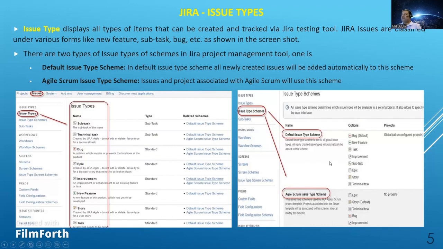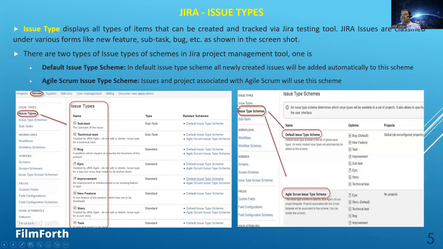And for the default, the scheme is always configured as global, meaning all the unconfigured projects will be attached to it. When you're trying to create a new scheme, no project will be attached automatically. You have to configure the project, the one for which you are trying to do the Agile scheme issues. So you have to choose the project.